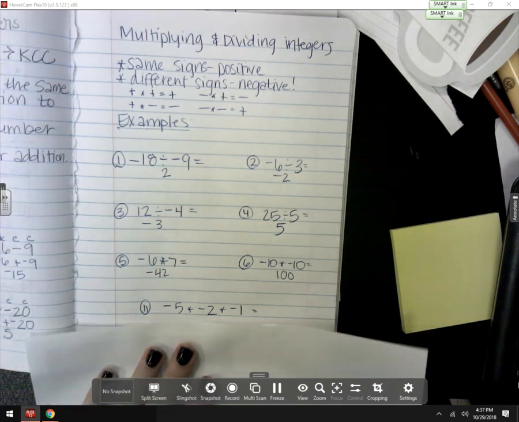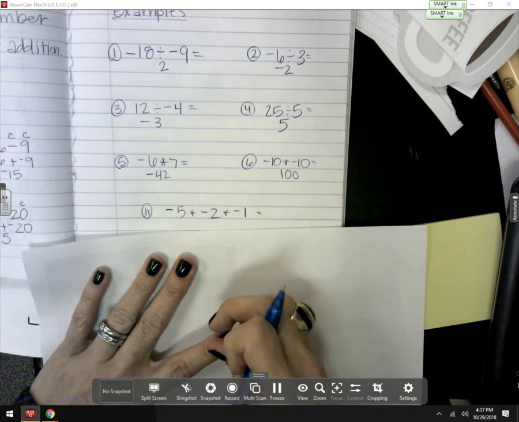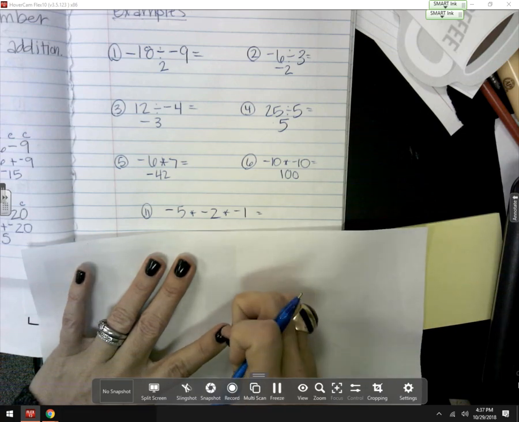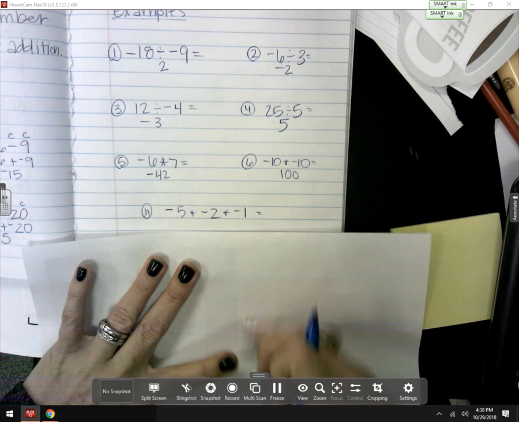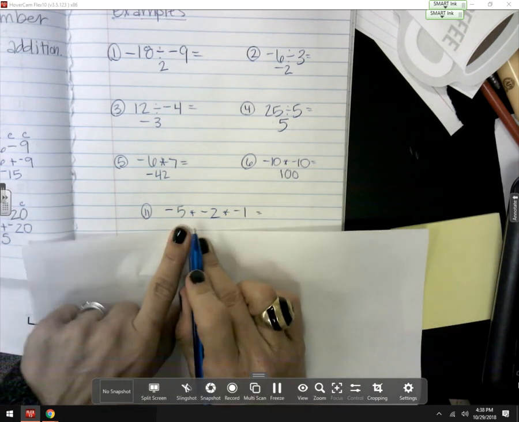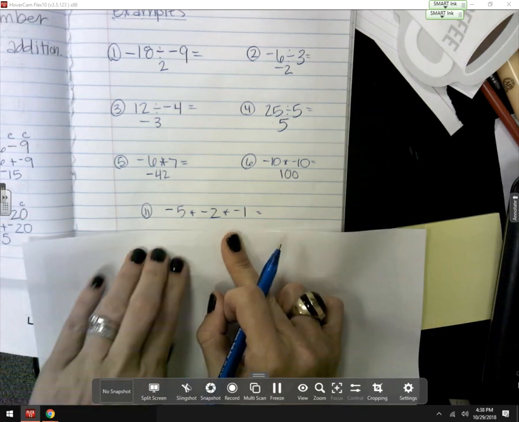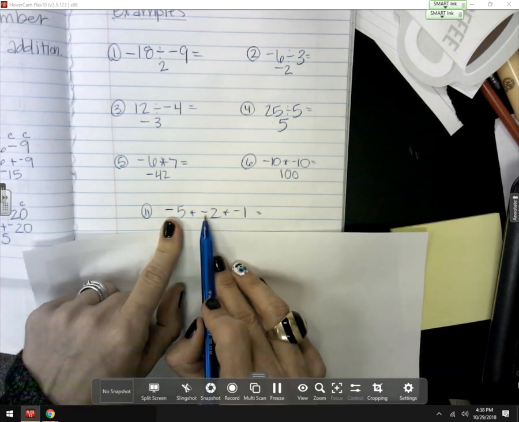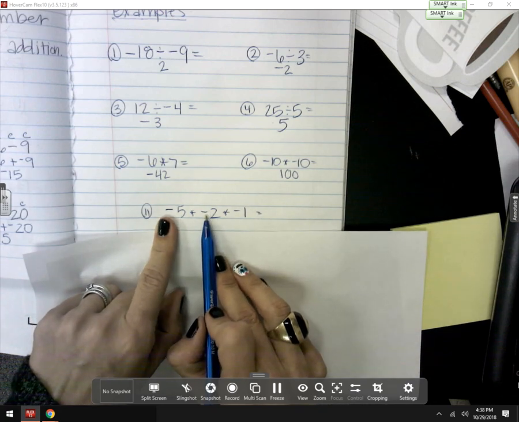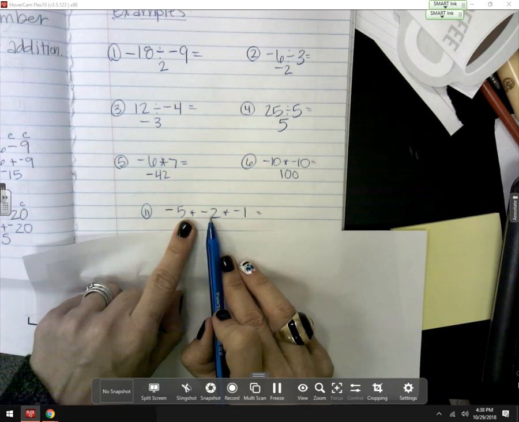Okay, so it gets a little bit more complicated when you're multiplying multiple numbers together. So here's what I want you guys to think about. Even though our rule is same sign positive, different sign negative, when we end up with more than two numbers that we're multiplying together, you have to think about it a little bit differently. So I'm going to start by multiplying negative 5 times negative 2. That's a negative times a negative, so when I multiply those together, it's going to be positive. So the answer is going to be positive 10.